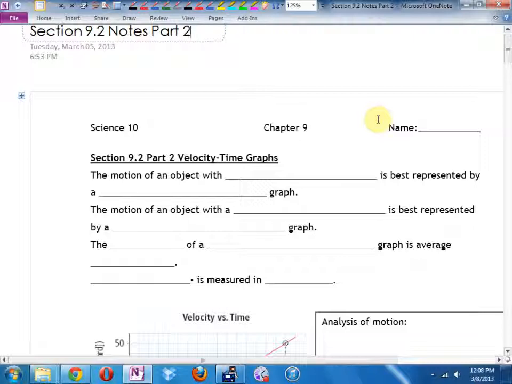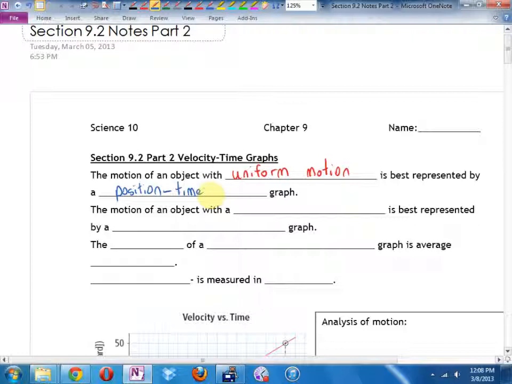What we're going to ask ourselves today is, what about the slope of a velocity time graph? So first of all, the motion of an object with uniform motion is best represented by a position time graph. If you're not speeding up or slowing down, if there's no acceleration, if you're traveling at a constant speed, and the fancy word for that was uniform motion, a position time graph is pretty good because it gives you nice straight lines on that graph.